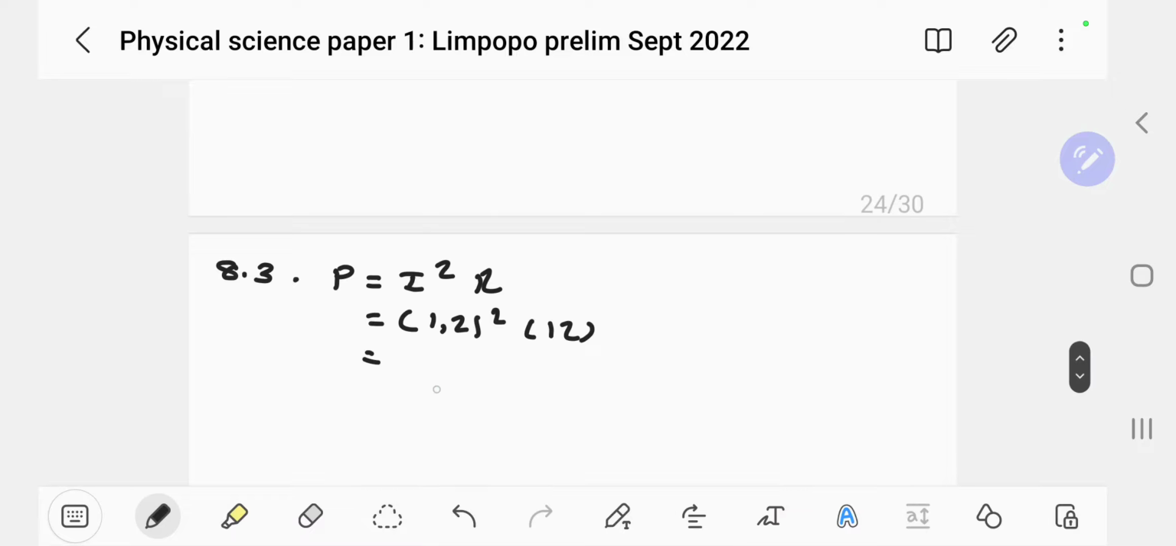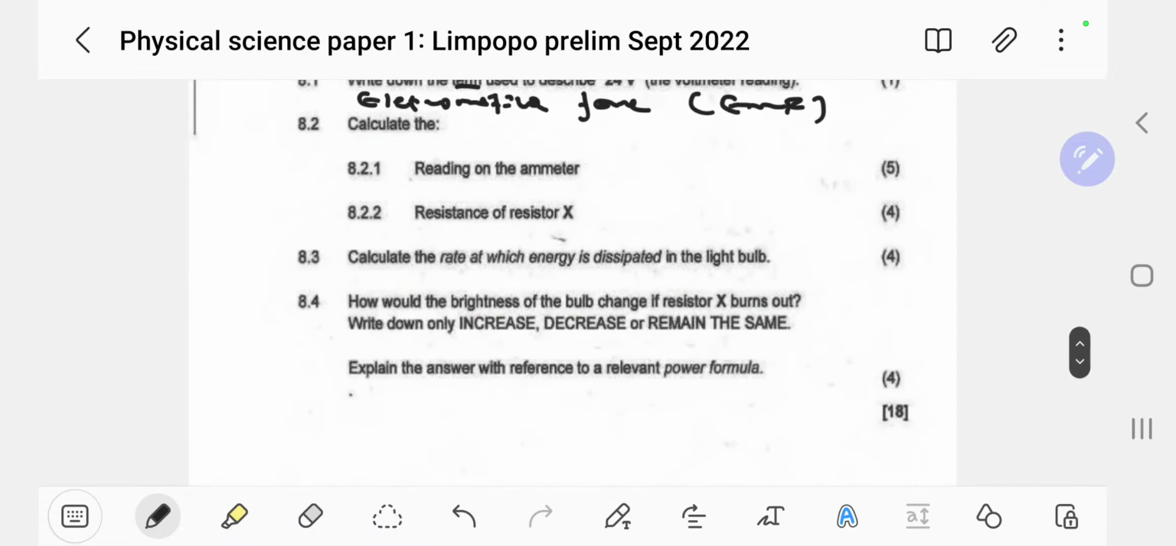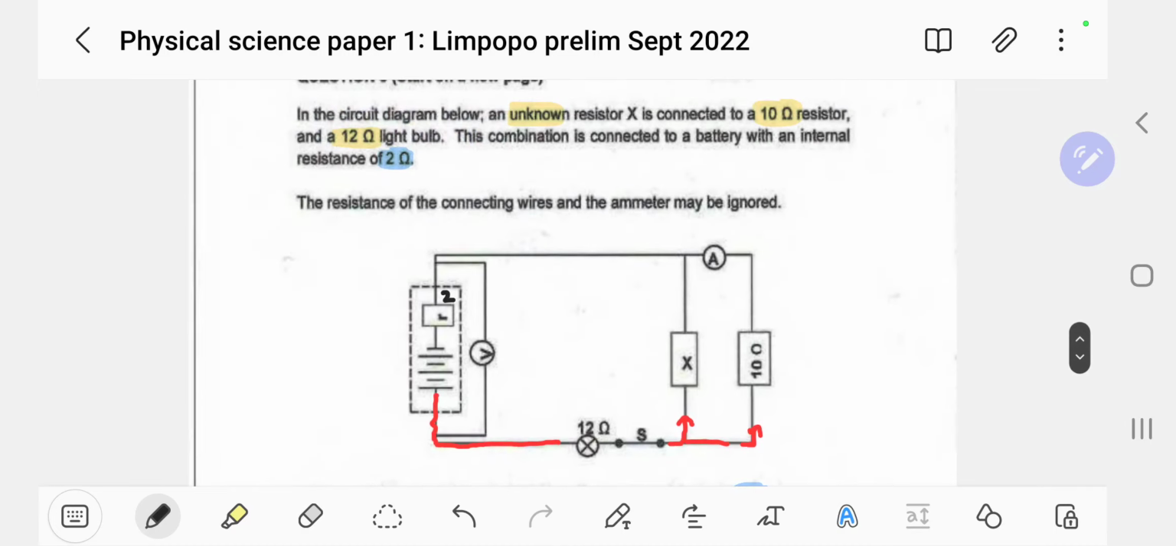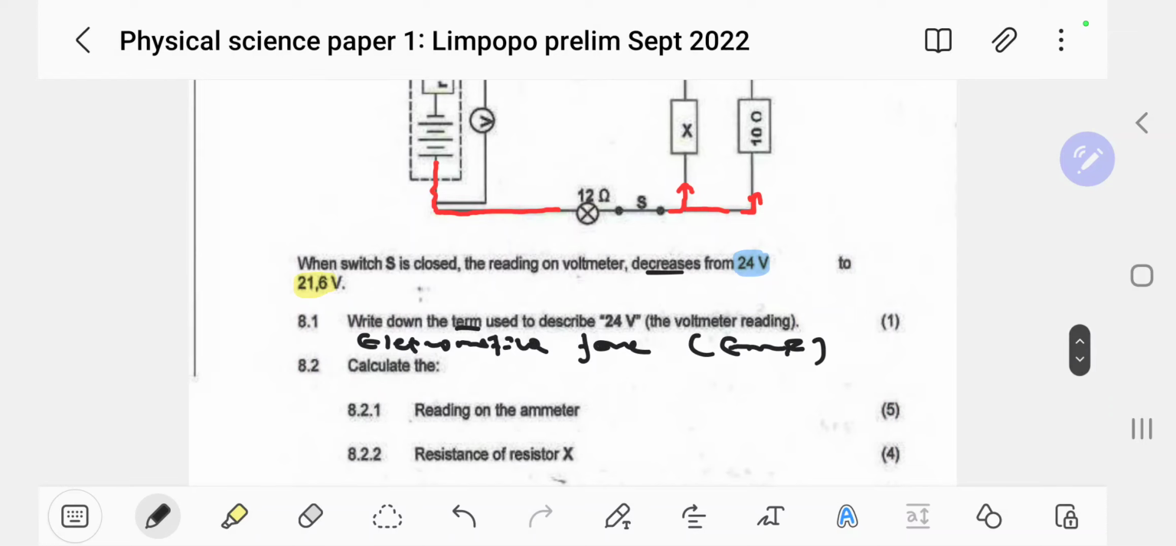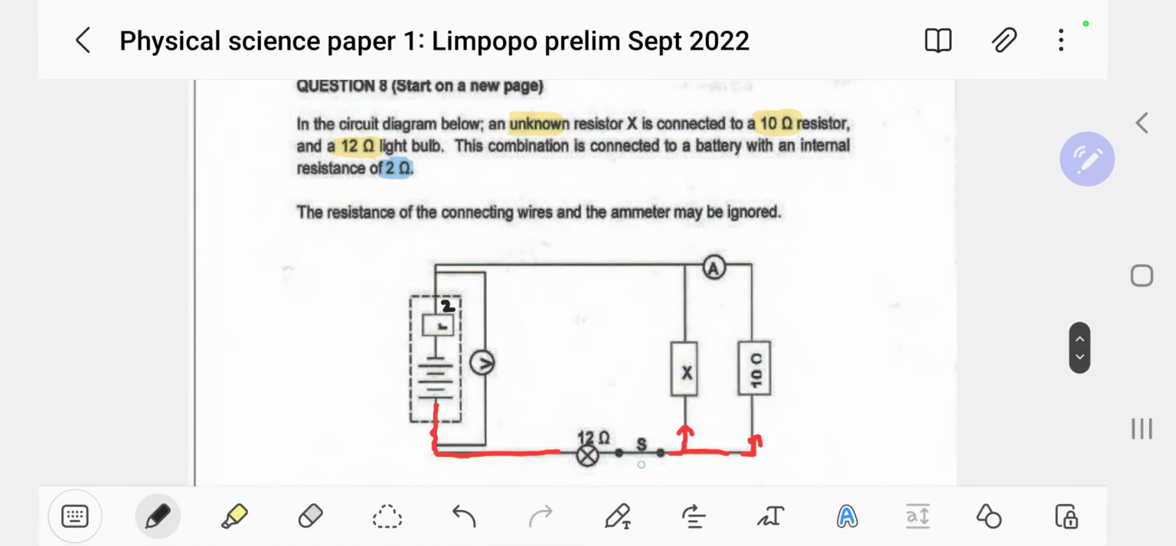This one is straightforward. 1.2, remember, was the total current that we calculated, times the 12. The light bulb was at 12. So this is 17.28 watts. That is the rate at which energy is dissipated there. I'm wondering though, by the light bulb, this one gets the total current.